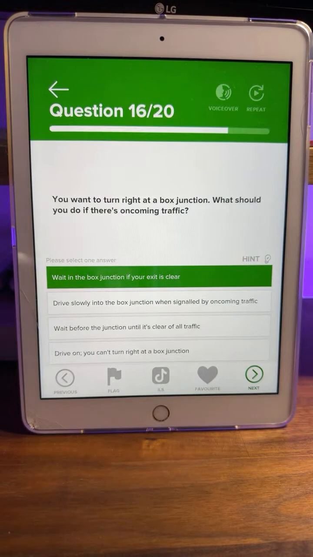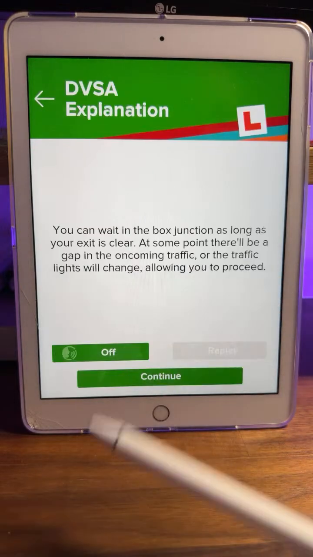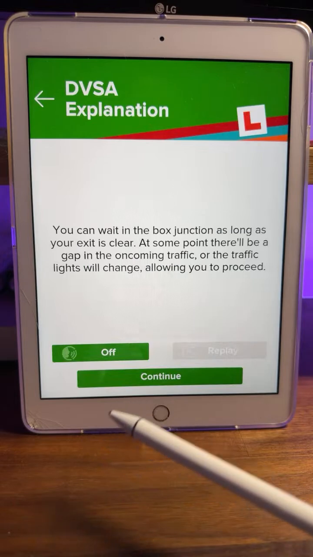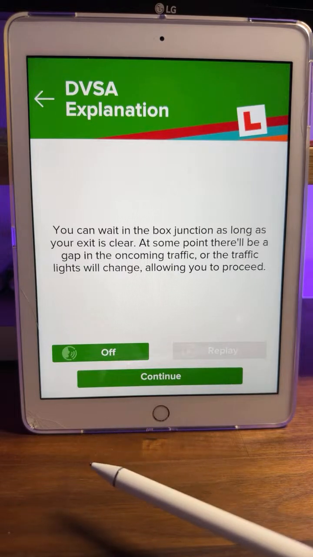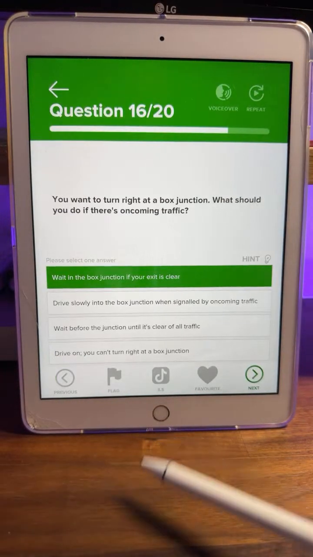Yeah, there's a big story on the back of that card. Okay, so wait in the box junction if your exit is clear. Again, if you're not sure, you can look at the hint. You can wait in the box junction as long as your exit point is clear. At some point, there'll be a gap in the oncoming traffic or the traffic lights will change, allowing you to proceed. Easy. A is the correct answer.